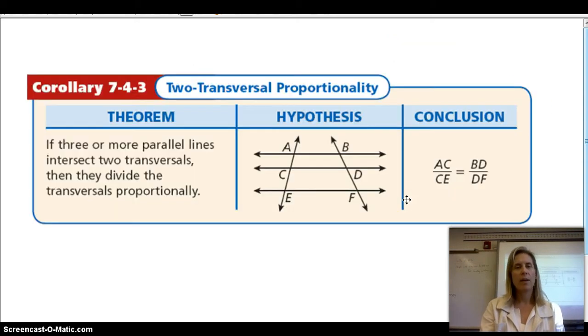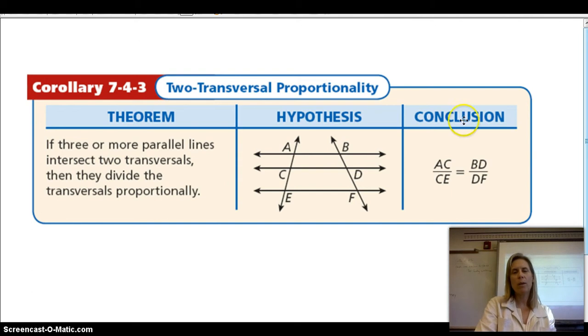Good. Okay, and then this is the final corollary that we're talking about today. And that is, what if we added another transversal? So if 3 or more parallel lines intersect 2 transversals, then they will divide the transversals proportionally. Actually, that's not quite how I stated it, is it? If you have 3 or more parallel lines with transversals, it's like the same thing almost, but it's not a triangle. The lines make a trapezoid. It does form a triangle eventually.